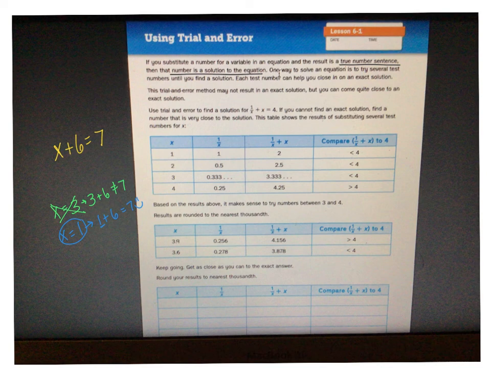Okay, if we go back in our reading, one way to solve an equation is to try several test numbers until you find the solution. Each test number can help you close in on an exact solution. This trial and error method may not result in an exact solution, but you can get quite close. So if we look at our first equation here, let's go ahead and put a box around it. You should do the same on your paper. 1 over x plus x equals 4. If we cannot find an exact solution, we can try a number that's very close. So we said, let's make x 1. So we're going to go ahead and try x as 1.